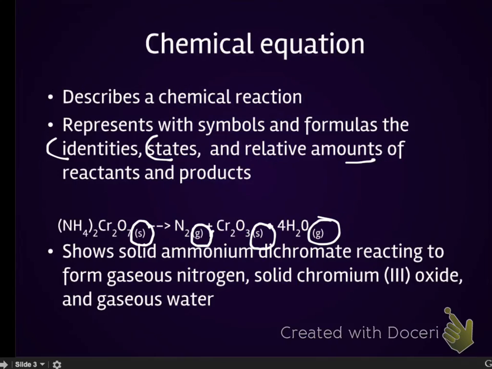So that chemical equation there can be read like a sentence. And what it says is that solid ammonium dichromate reacts to form gaseous nitrogen, solid chromium-3 oxide, and gaseous water. And if we want to read it with more detail, we can say 1 mole of solid ammonium dichromate reacts to form 1 mole of gaseous nitrogen, 1 mole of solid chromium-3 oxide, and 4 moles of gaseous water. So that's all contained in that equation.